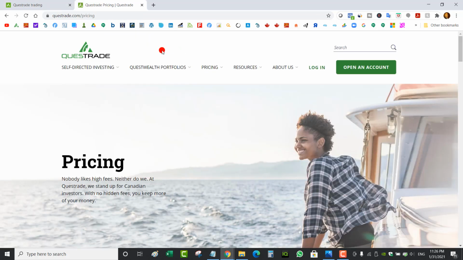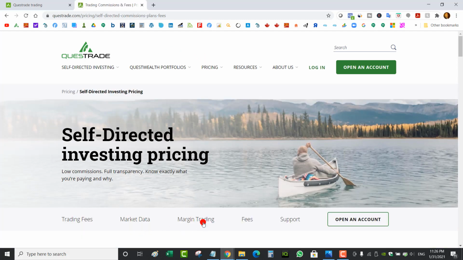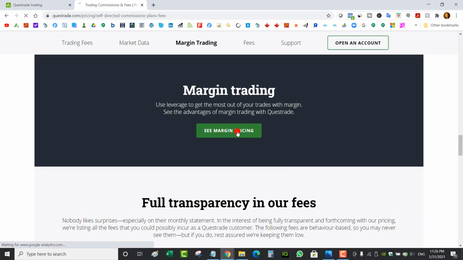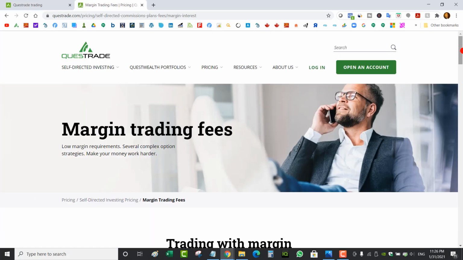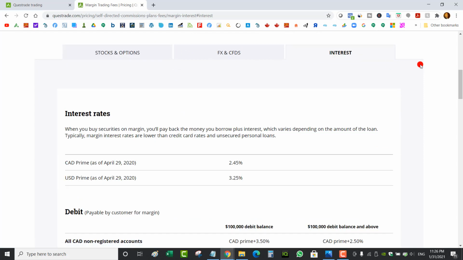So how much does Questrade charge for interest? Go to Questrade's website, pricing, self-directed investing pricing. Go to margin trading, see margin pricing. If you reach this, you're at the right place. And then see these three tabs here, click on interest.